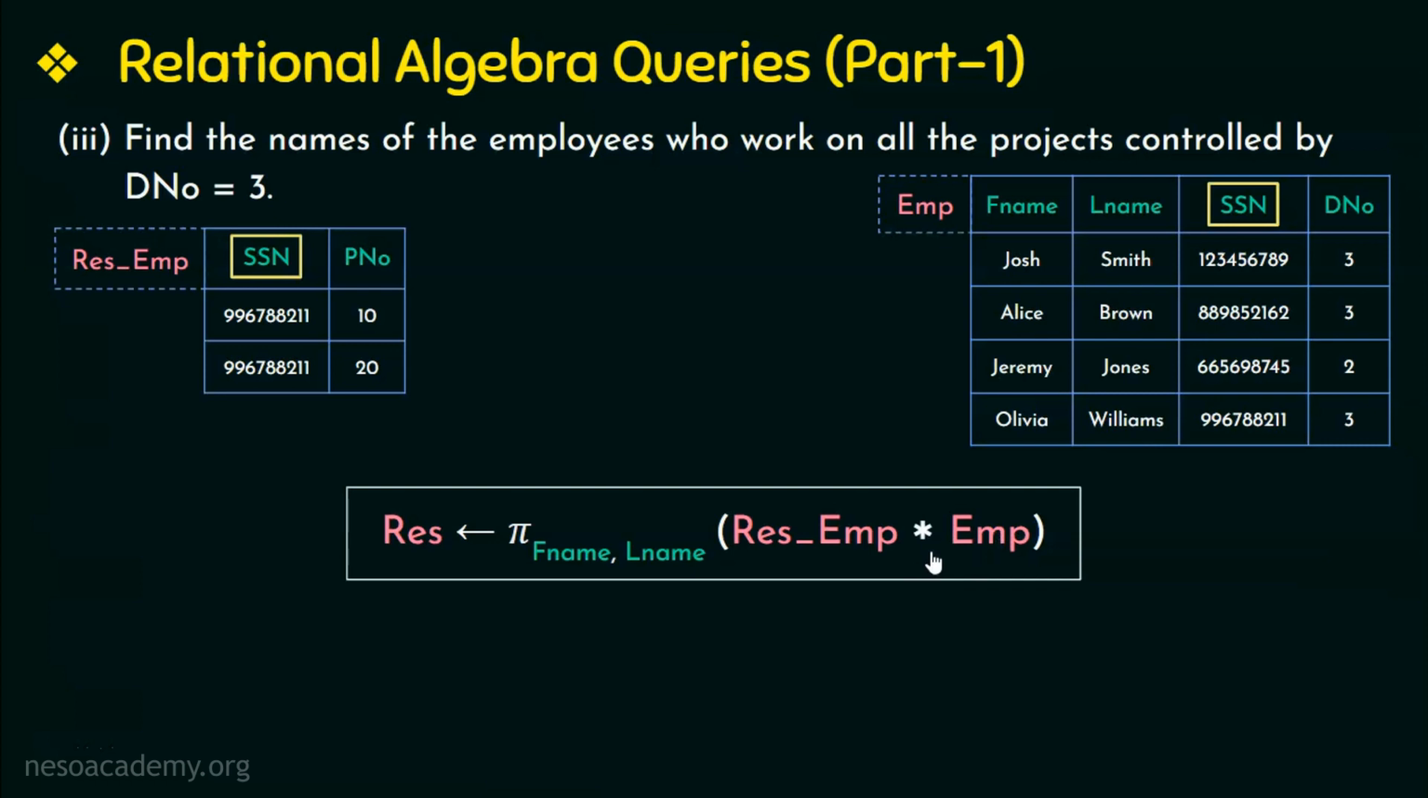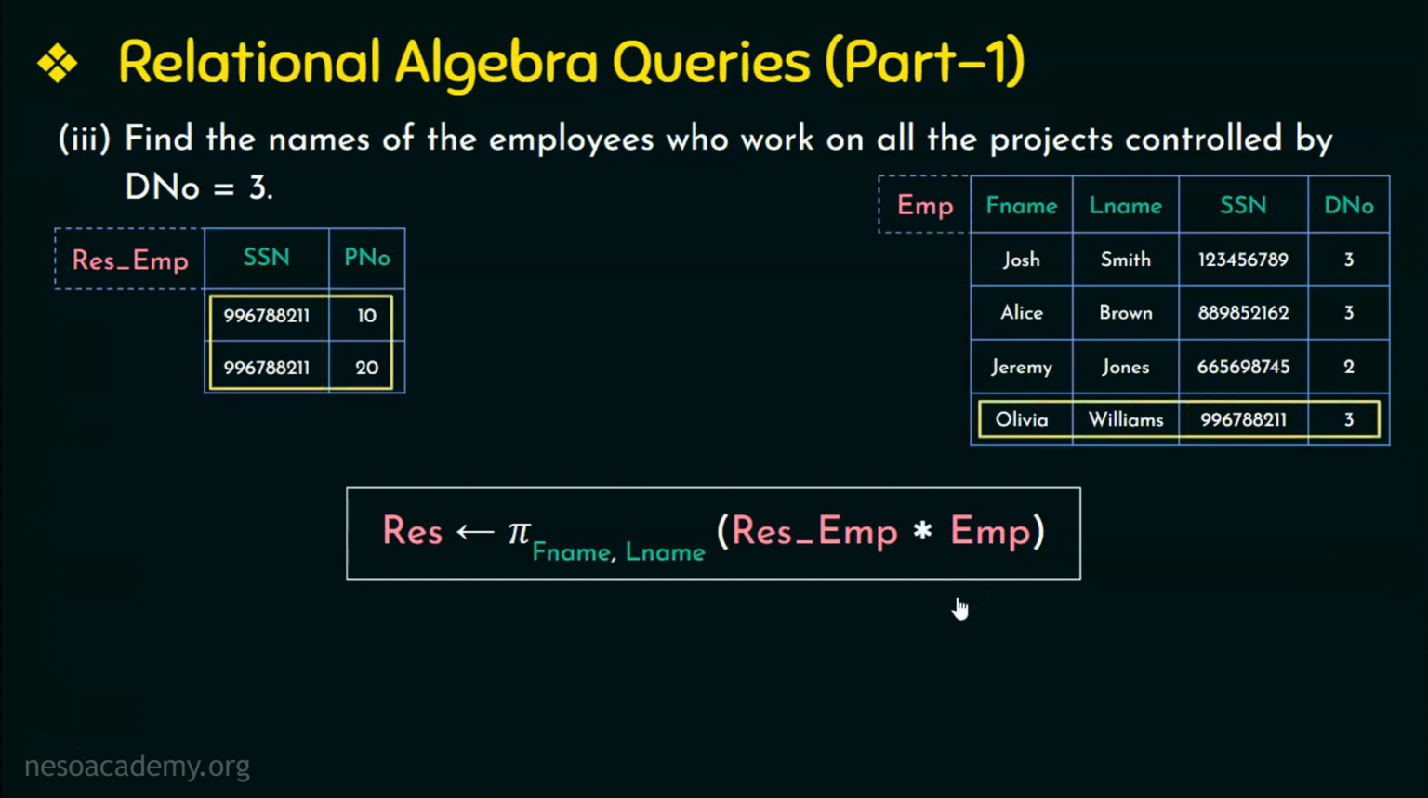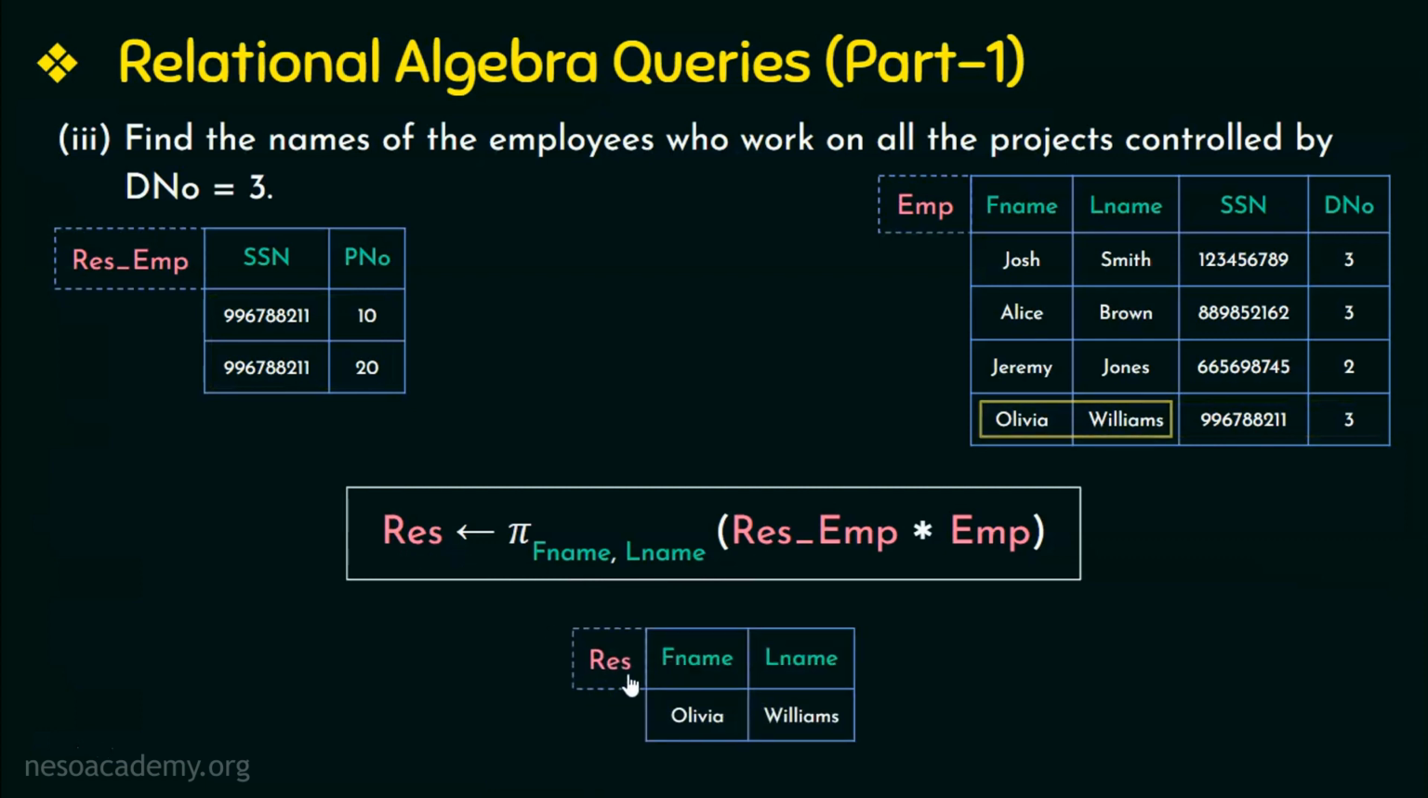Here only the matched tuples are returned as a result of the natural join. We see that there is only one SSN from this relation that matches with this SSN from this relation. So the result of the natural join is a combination of these matched tuples, and from these combination of tuples, we project only the name of the employee as asked in the question and then store it in this relation. Therefore, Olivia Williams is the only employee who works on all the projects that are controlled by department number 3. Hope you understood this query.